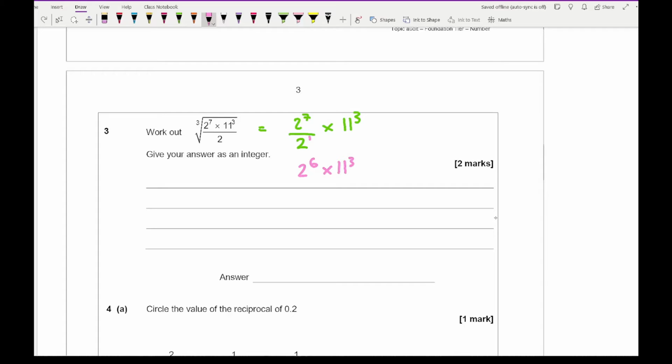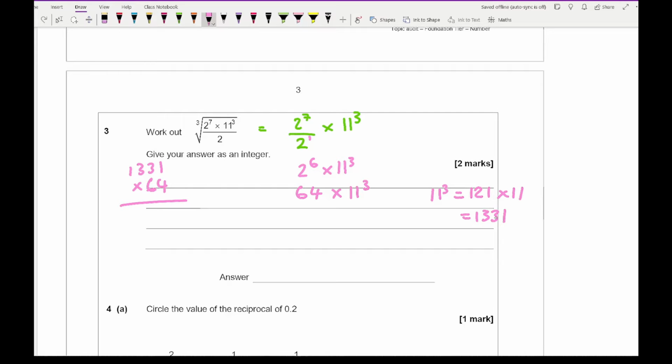You can then work out what 2 to the power 6 is, so that's going to be 2, 4, 8, 16, 32, 64, so it'll be 64 times 11 cubed. 11 cubed is 121 times 11, and again, just working that out gives me 1331. So then if I do 64 multiplied by 1331, it will give me my answer, and then I cube root the answer.